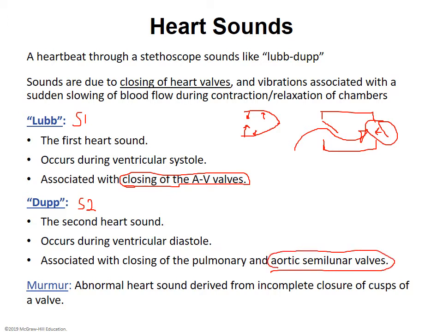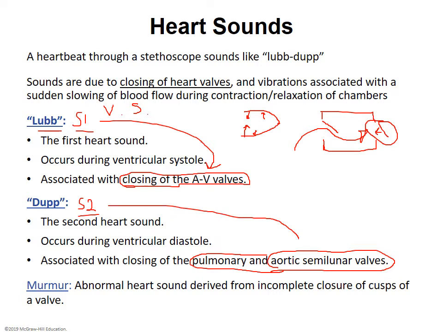And this is important to know, and it will be a question in both the lecture and the lab. Lub is S1, and it is the AV valves, and it is ventricle systole. Dub is S2, which is the sound of the semilunar valves closing, and it is the sound of ventricle diastole. Again, very important to know that pattern.